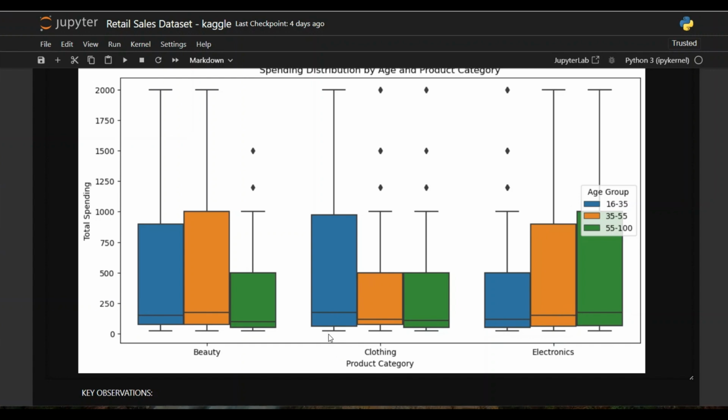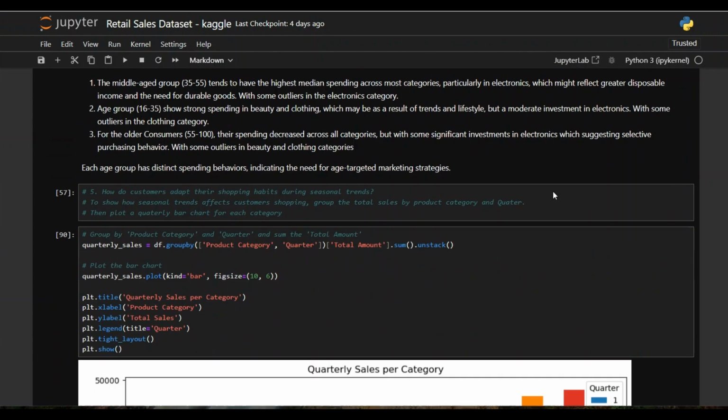Then for the age group 55 to 100, those tend towards more electronics. So this means that the company can target each age group based on the information about what they are most interested in buying. Then we see a few outliers in each of the categories.